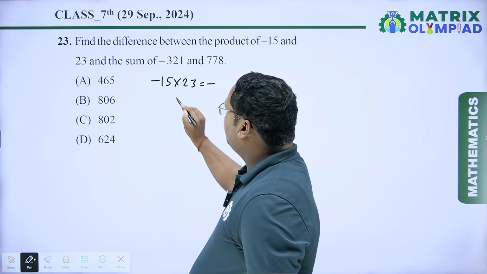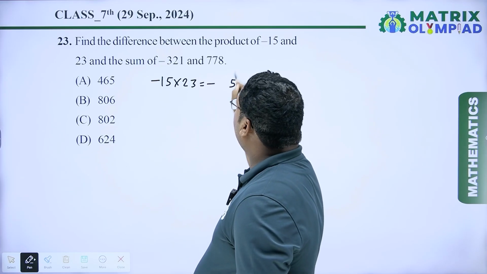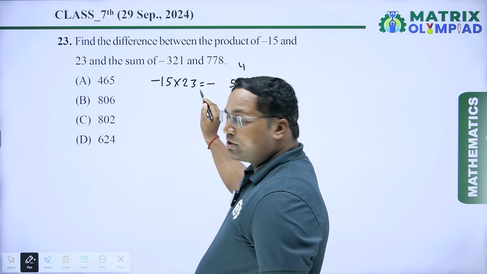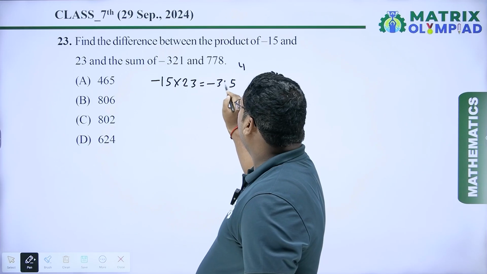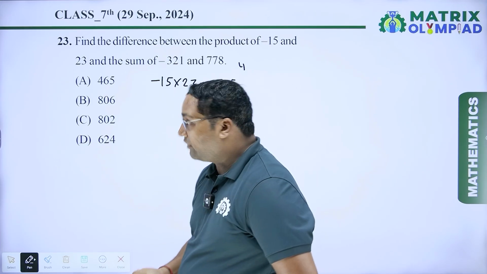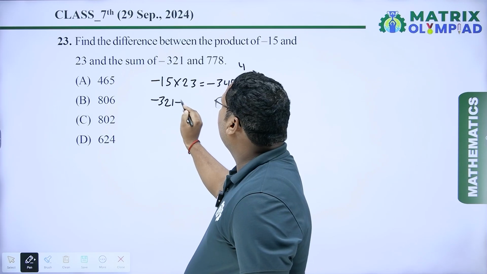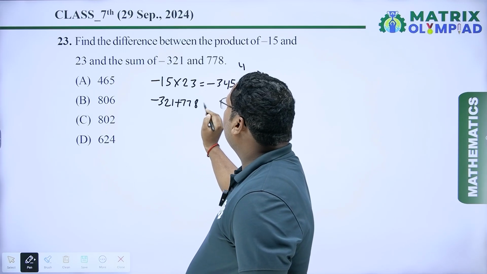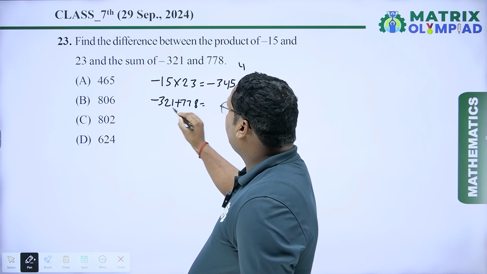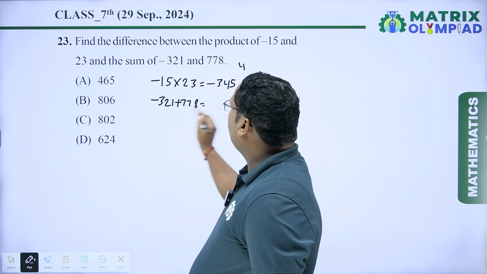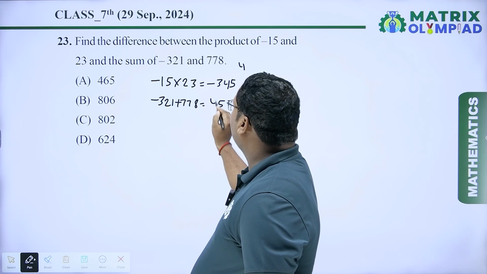So we will get minus 15 threes are 45, carry is 4, 15 twos are 30, 30 plus 4 is 34. So we will get minus 345. Now the sum of minus 321 plus 778. So 8 plus 8 minus 1 is 7. 7 minus 2 is 5. 7 minus 3 is 4.